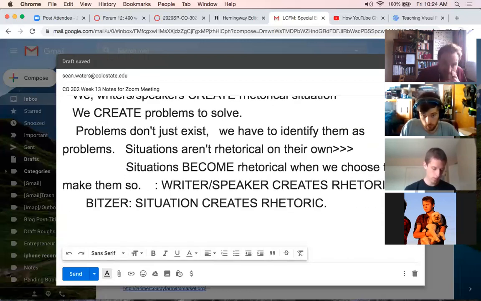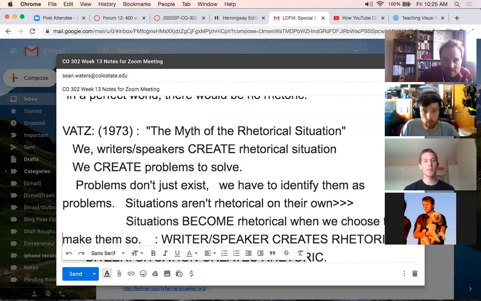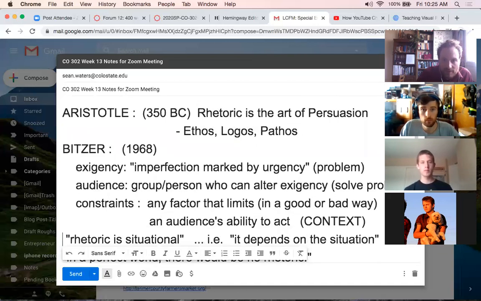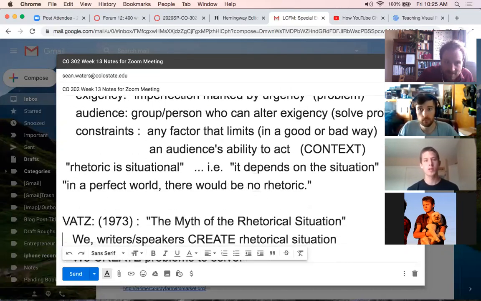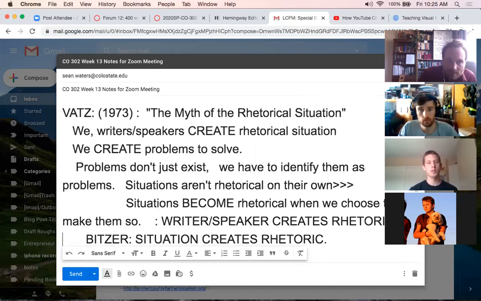Now, we could honestly have a giant debate about which one of these people is more right. I just want to show you, and I guess I'm curious, do both of these positions make sense? Does it seem like they're saying something different to you, like that they're on opposite sides of the situation? Does anyone seem more correct than the other? Is Bitzer right, where there's imperfections in the world that are just problematic, and that rhetoric responds to those situations? Or that there aren't really problems in the world, we just create them, and we then use language to try to solve them?